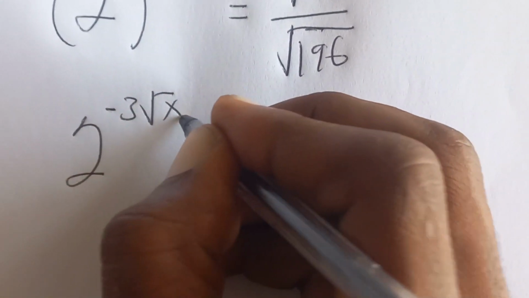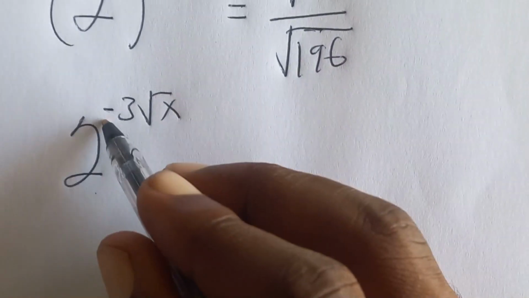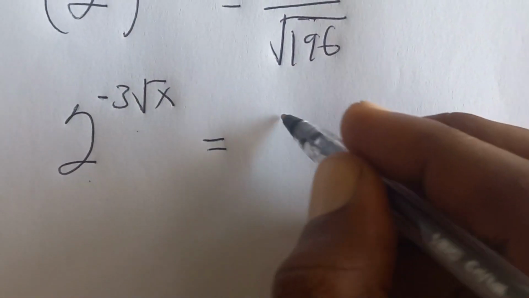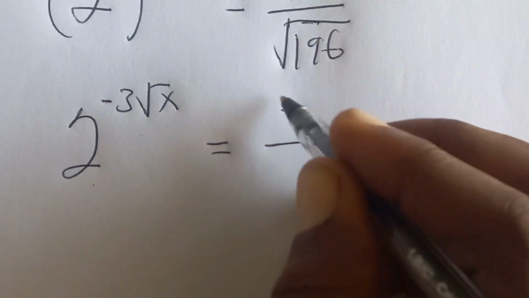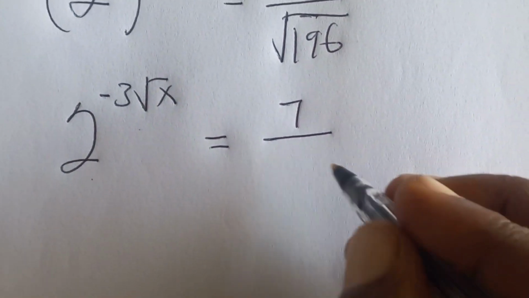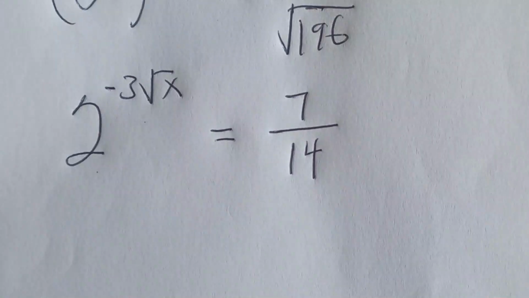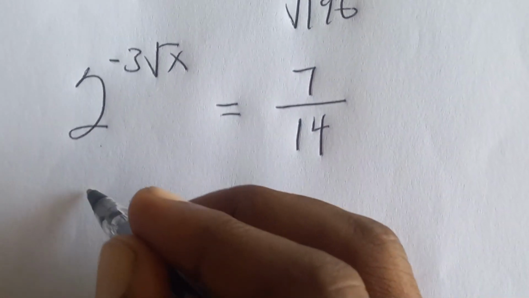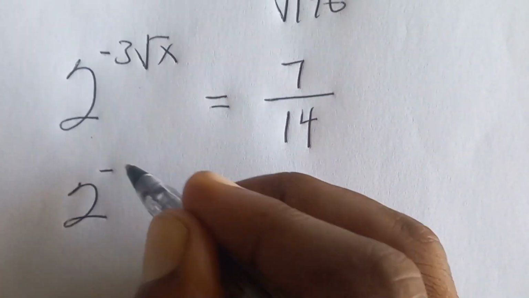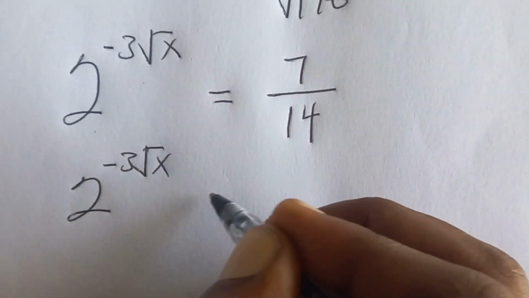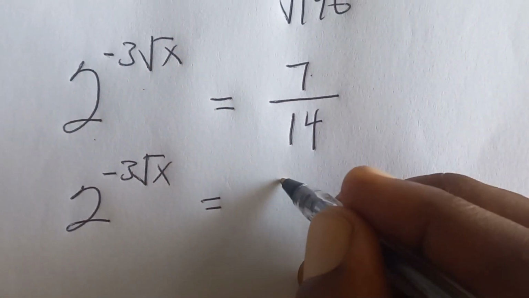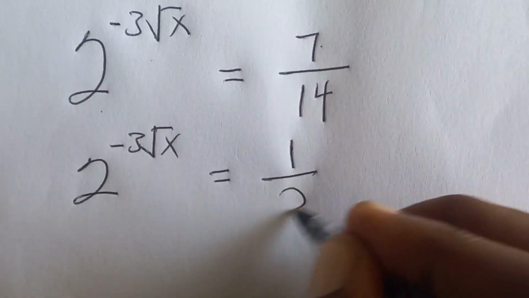Okay, and then with this you can say that it is the same as 2 exponent negative 3 root x, which is equal to root of 49, which is 7, on root of 196, which is 14. So 2 exponent negative 3 root x is equal to 7 on 14. 7 goes into itself 1, it goes into 14 2 times.